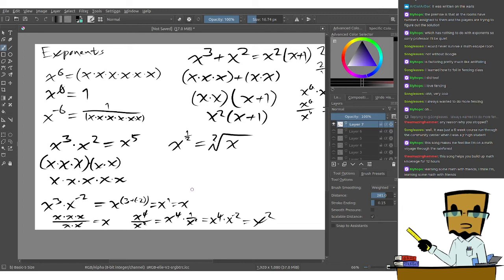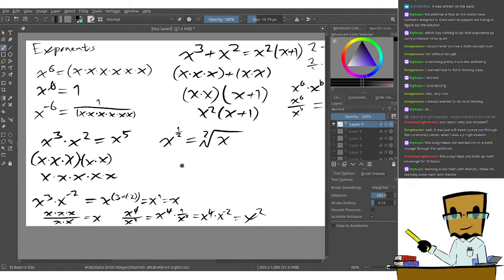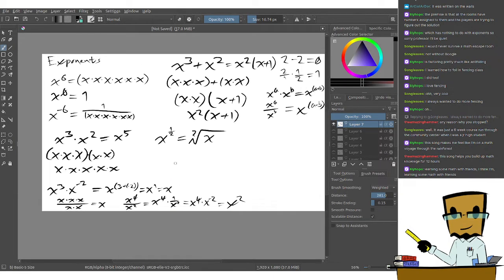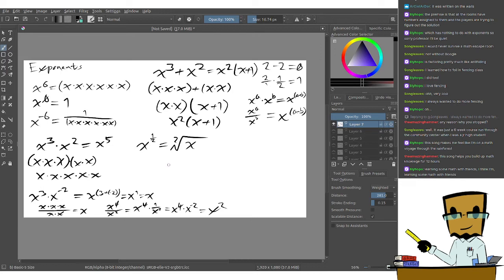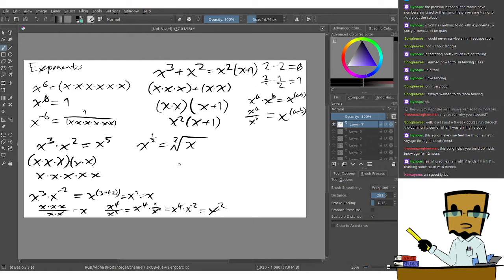Let me start doing some factoring. Oh, it's been a while. It's been a while. I'll save that for next stream, actually. That is a good subject to have examples for.